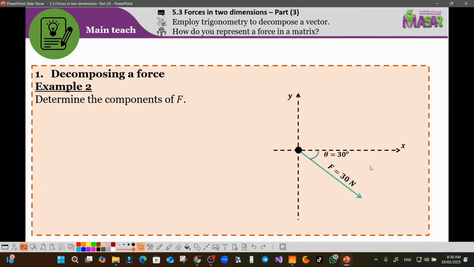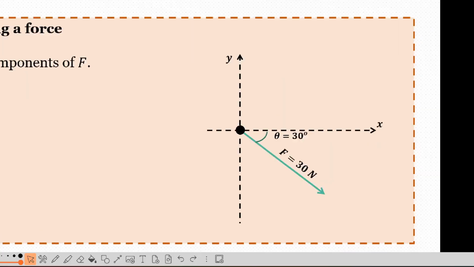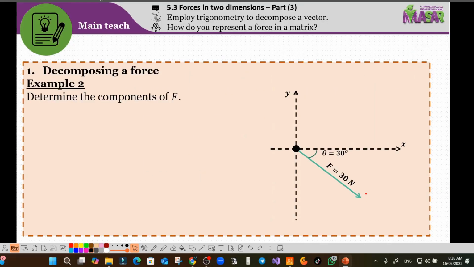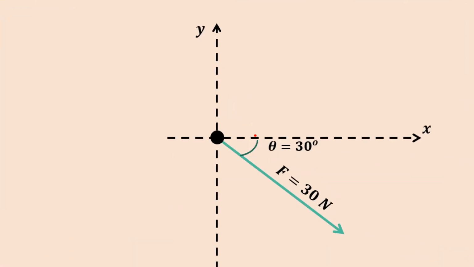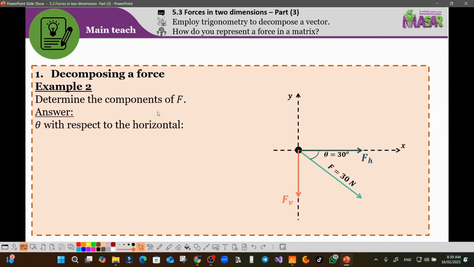Again, we need to determine the components of F. Now, as we can see here, F is in the fourth quadrant, which means the y component is negative and the x component is positive. The measured angle here is with respect to the x, or this is the x type angle, which means the cosine should be applied for the horizontal component. So F cosine theta, where F is 30, as well as the angle, and we will get 15 radical 3 Newton. This is the horizontal component.